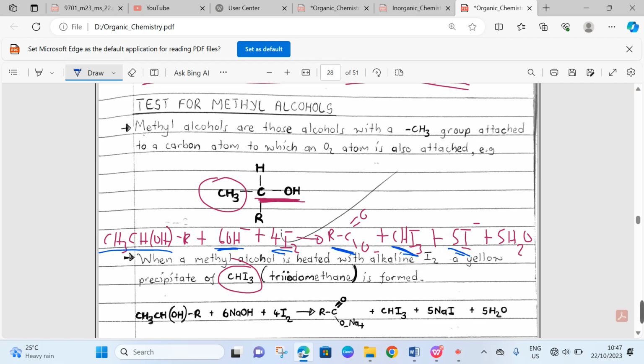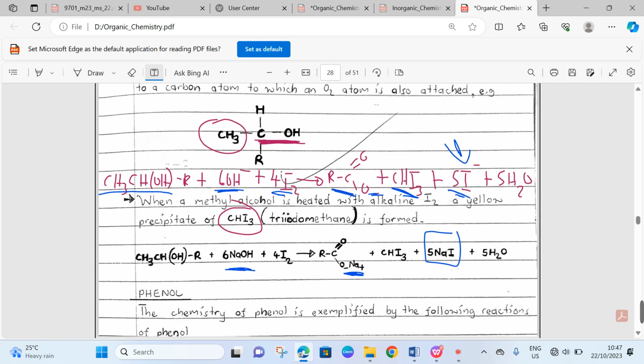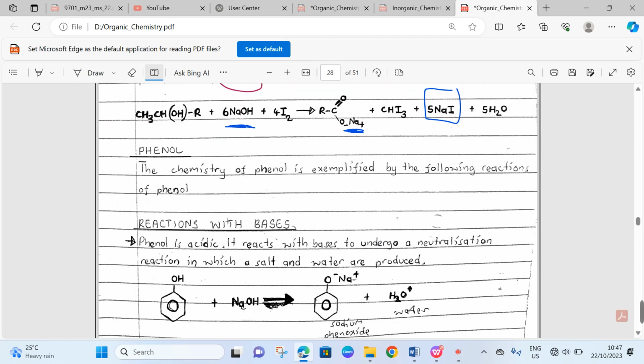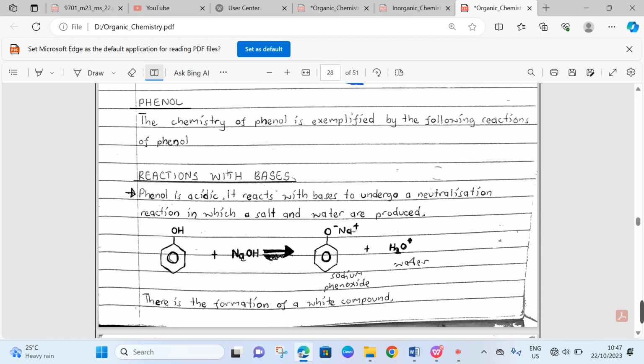A typical example now, for my OH ions there, I put sodium. So the negative ion that I had here was compensated by the sodium, and also the iodide ions here were compensated by the sodium again, and the atoms became balanced. Move on. Now let us move on to phenol and the chemistry of phenol.